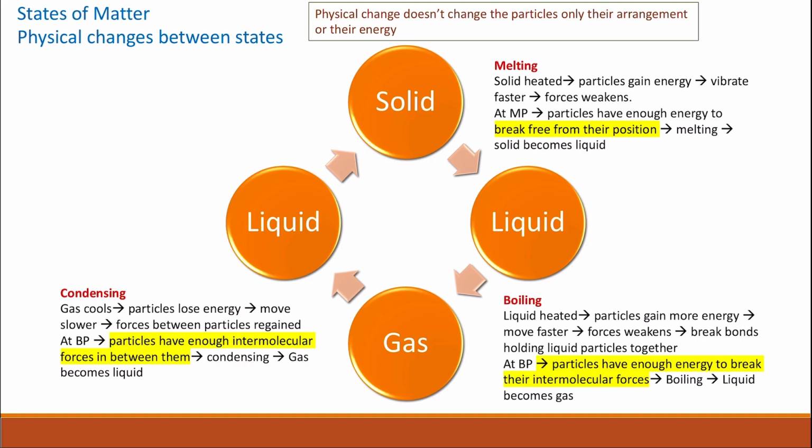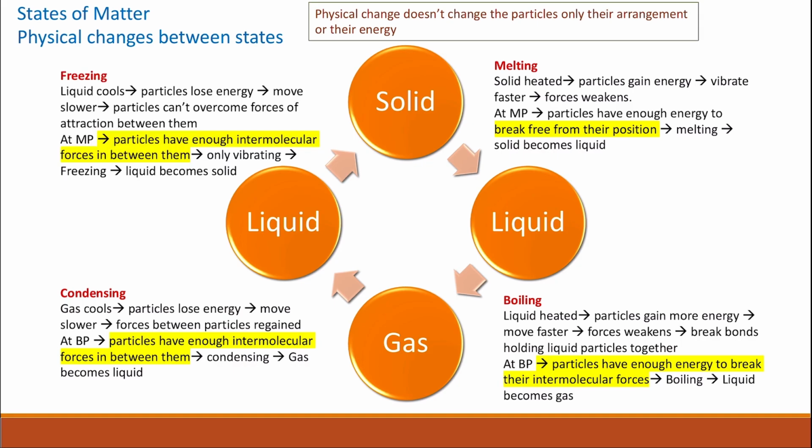And then gas can change into liquid with condensation, or it can condense into liquid. So gases will be cooled, and as they get cooled, the particles will lose energy and they will move slower. The forces between the particles will be regained, and then at the boiling point as well, the particles will have enough intermolecular forces in between them, and then they will condense from gas into liquid. And then liquids, when they are cooled, the particles will lose their energy. The particles will move slower, and then at the melting point, the particles will have enough intermolecular forces between them. They cannot overcome the forces of attraction between them, and they can only now vibrate, so they can change their state from liquid into solid.